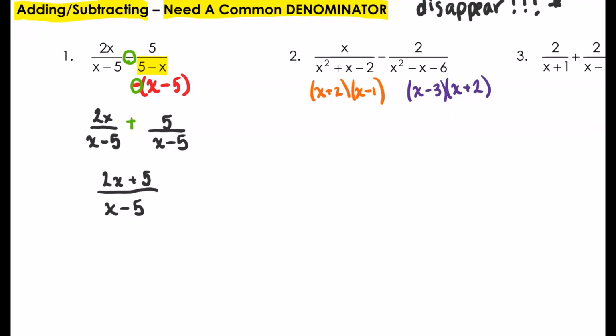Well, now what I need to realize is what the least common denominator is, and I would recommend that you always write this off to the side. So the least common denominator here is going to be each unique factor. So we have x plus 2, and then I've got an x minus 1, and then in my second fraction, I already accounted for the x plus 2, but then I need that x minus 3. So my least common denominator for number 2 is x plus 2, x minus 1, and x minus 3.